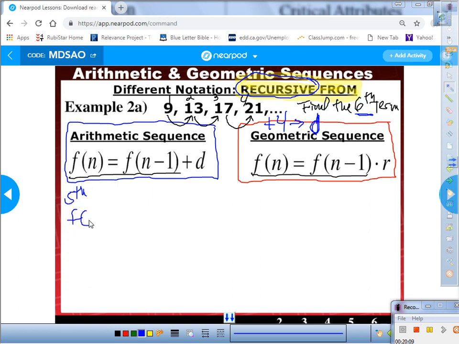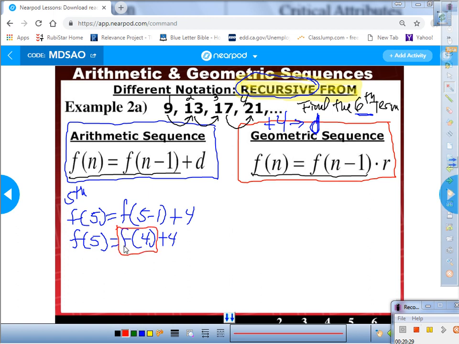So watch. F of 5 equals f of 5 minus 1 plus, what is d? 4. F of 5 equals, what is 5 minus 1? 4 plus 4. Question. This is the fourth term, right? What is my fourth term? 21. So that goes right there. I bring everything else down. F of 5 equals 21 plus 4. So my fifth term is 25.